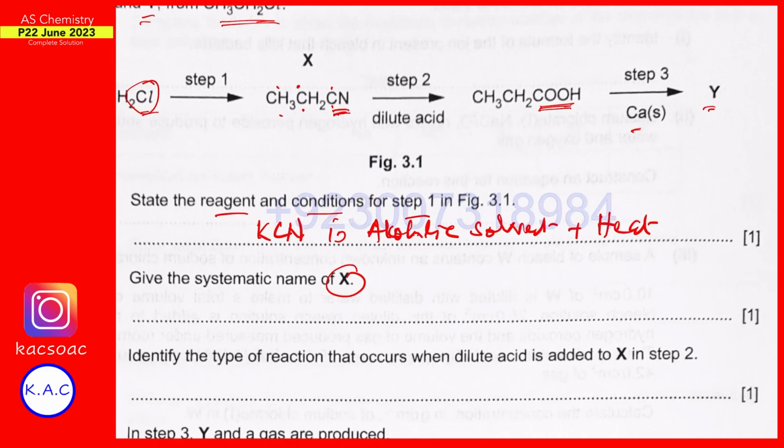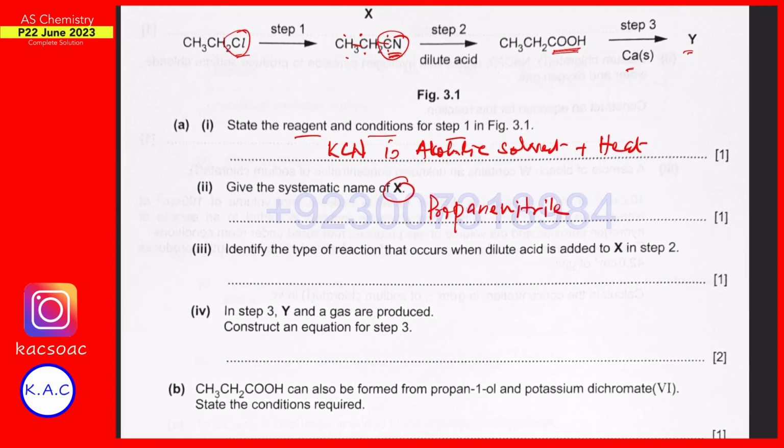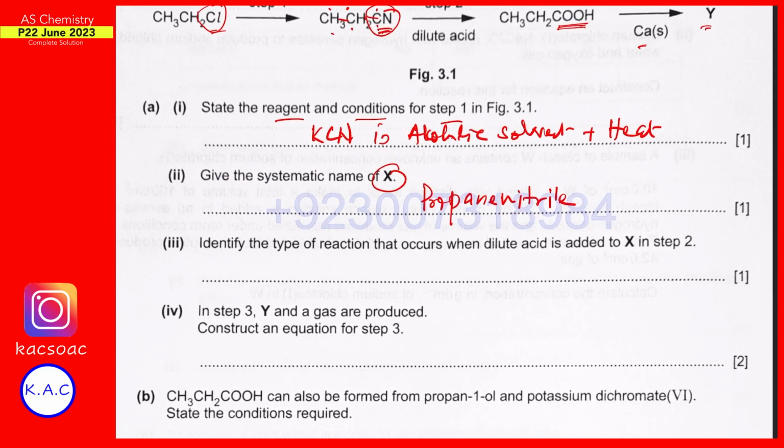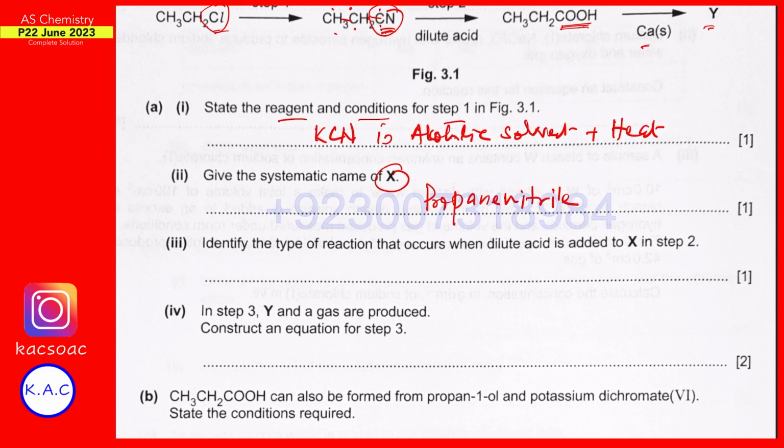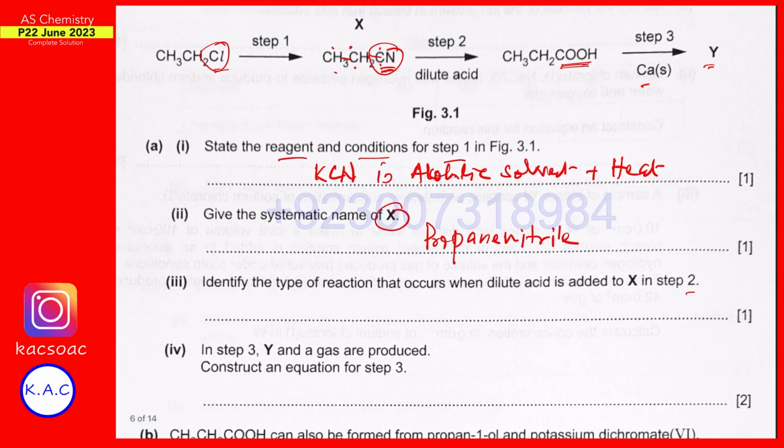It is having 3 carbons. Its name will start from prop. Carbon-carbon are single bonds, so ane, and because of its functional group, it is said to be nitrile. So propanenitrile. Identify the type of reaction that occurs when the dilute acid is added to X in step 2.